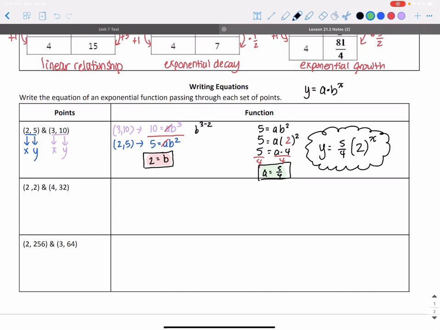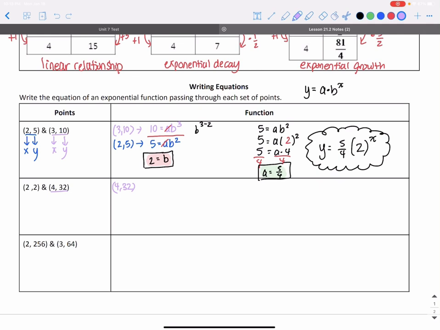All right, for the next example, I have (2, 2) and (4, 32). I'm going to start with, on top, because I know I'm going to be dividing, the ordered pair that has the bigger x value, and that's the second ordered pair. So I'm going to start with this one, (4, 32), and I want to do that because I want the higher power to be in the numerator, so I make my life easier because I don't want to divide b squared divided by b cubed.